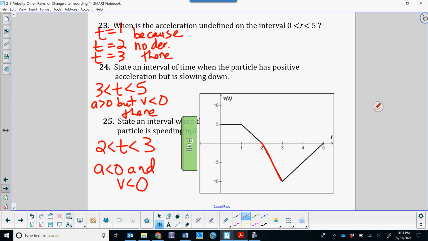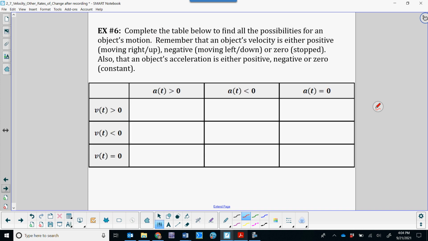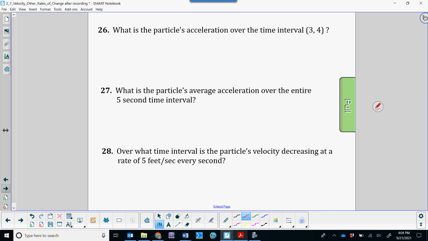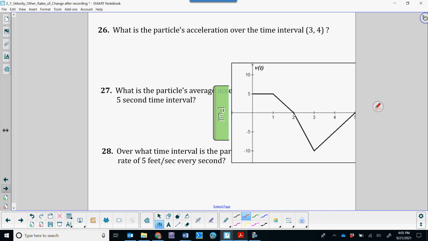Because remember, this graph is velocity and the graph is under the x-axis there. Okay, 26. Oh, we're missing those questions. Here it is. I guess it got skipped. All right, 26. What is the particle's acceleration from 3 to 4?